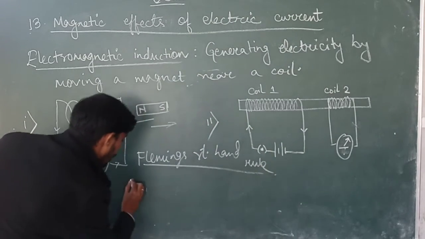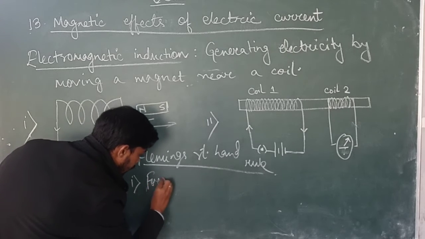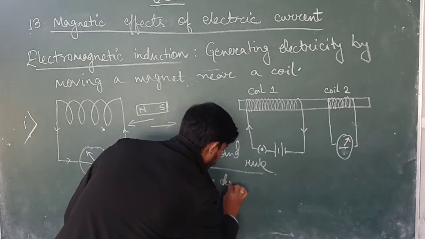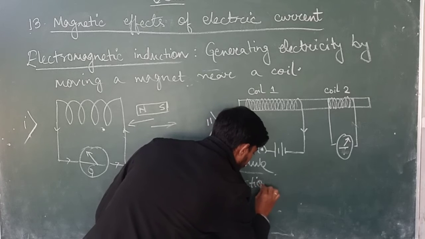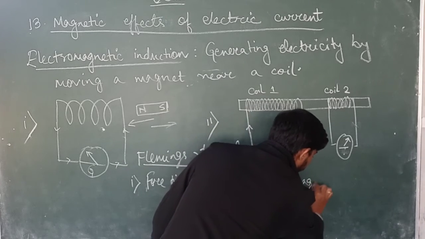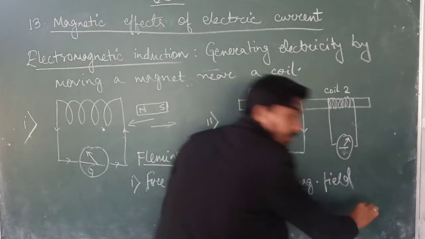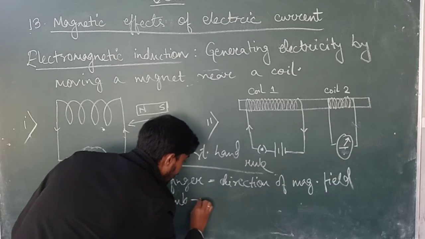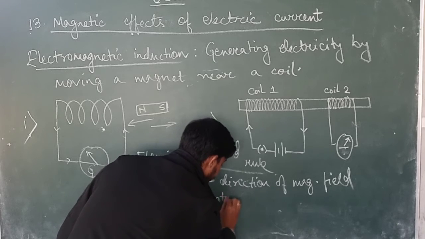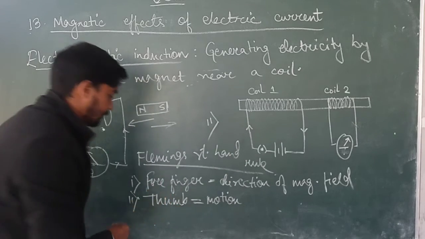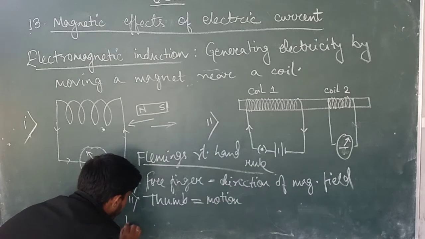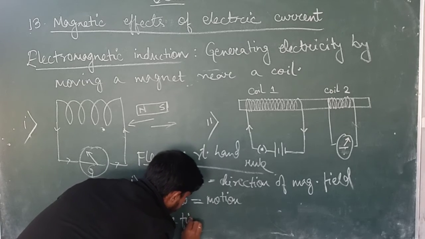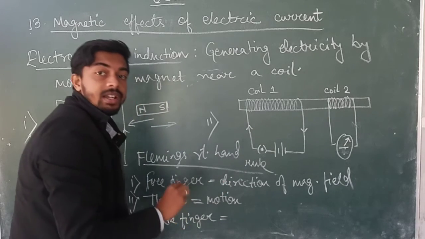So here the forefinger shows our direction of magnetic field, the thumb gives motion or movement of the conductor or the magnet, whatever we use, and the third one, the middle finger, gives the direction of induced current.